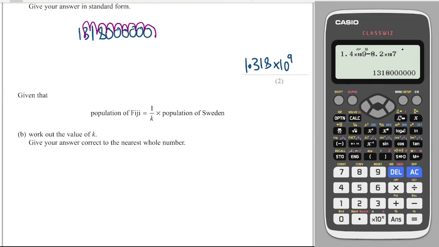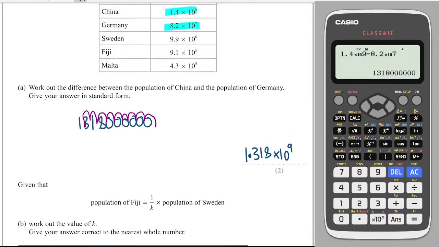Okay, so this question is essentially asking me, if I just rearrange this, so I've got f is equal to 1 over k times s. If I times both sides by k, I would get kf is equal to s. And then if I would divide both sides by f, I would get s over f. So I've basically got to work out s divided by f.